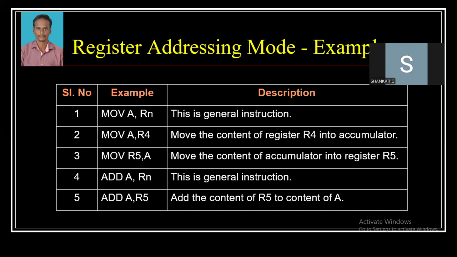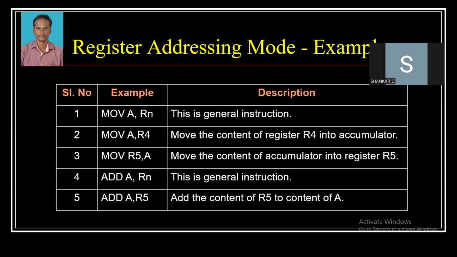The first one is MOV A, Rn, which is the general form of moving data from the register Rn to the accumulator. For example, MOV A, R4 means the 8-bit data of R4 is moved to the accumulator. If it is given in the reverse order, for example MOV R5, A, then the content of the accumulator is moved to the register R5.